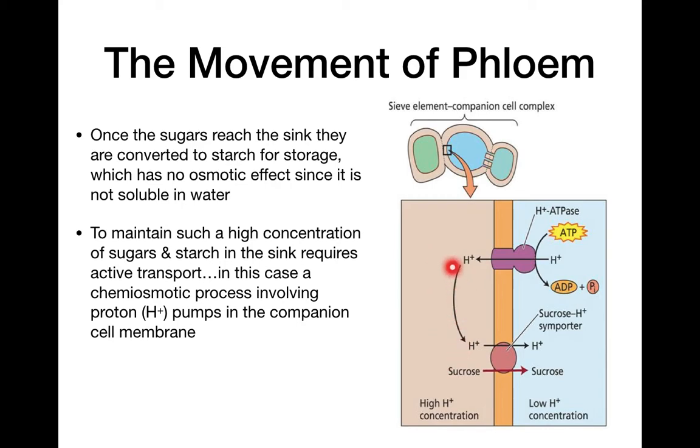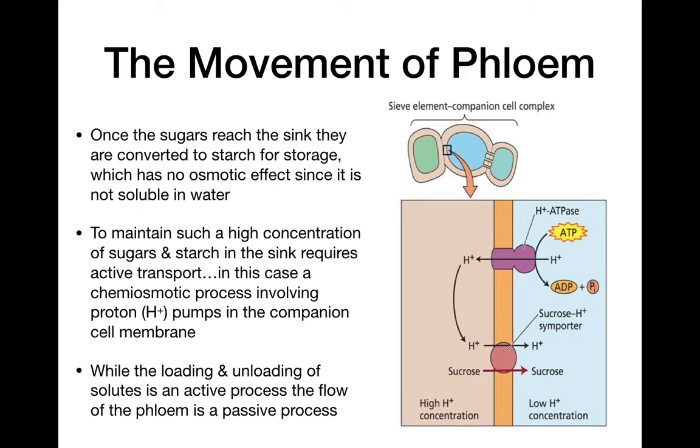This is the companion cell. So we need to use the hydrogen ion to pull it in. Since it's high hydrogen out here and low out here, the hydrogen will want to naturally move this way because of the concentration gradient, and it's going to just take a sucrose with it along for the ride.